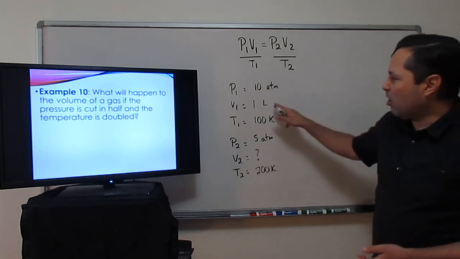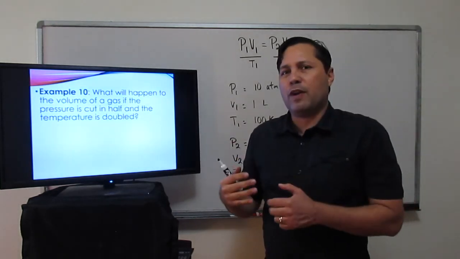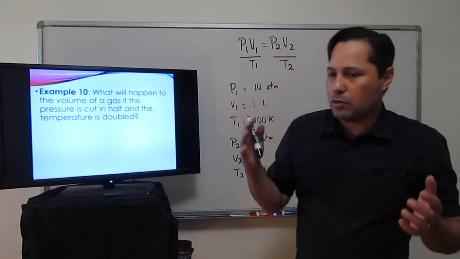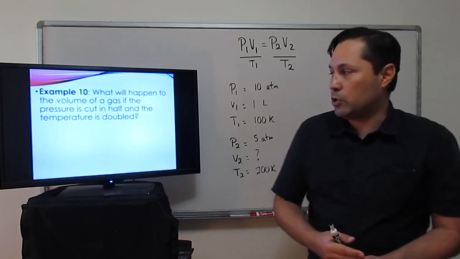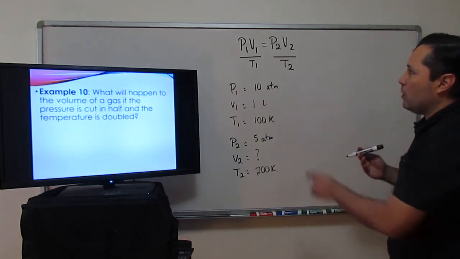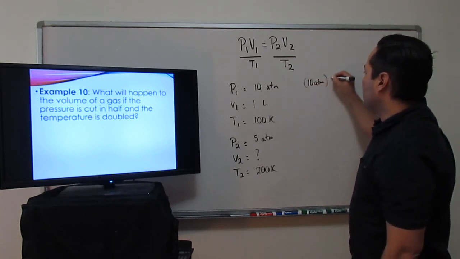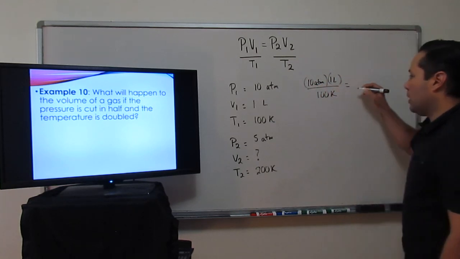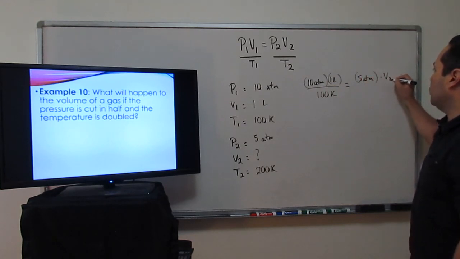And for our initial volume, you always put a 1, and that's going to tell you, if you get a 0.5, the volume is now half of the original. If you get a 2 or a 3 or 4, you can say it's twice as much, or 3 times as much, 4 times as much as the original. So that's what we're going to go with. Let's plug in our made up numbers. It's going to be 10 atm times 1 liter over 100 Kelvin, equal to 5 atm times V2 over 200 Kelvin.